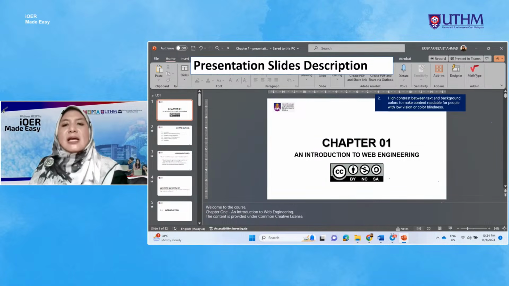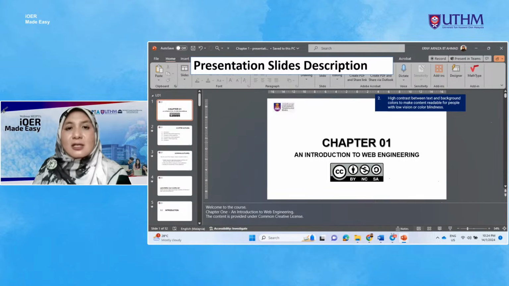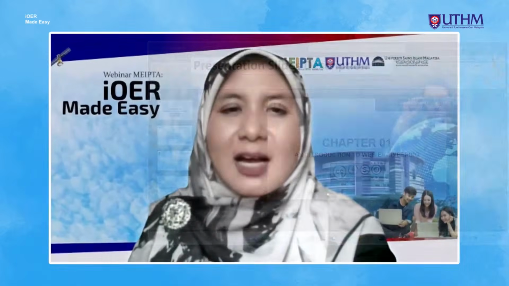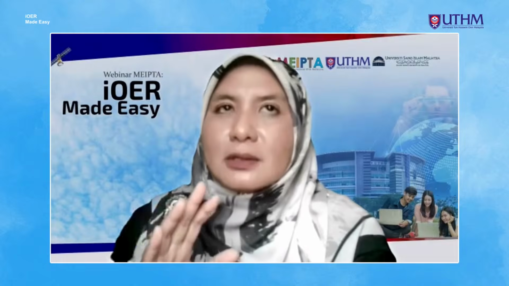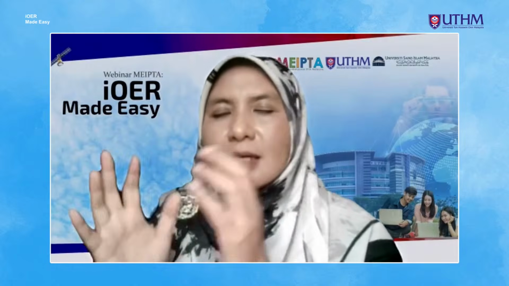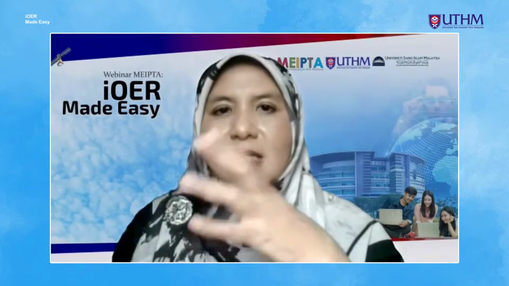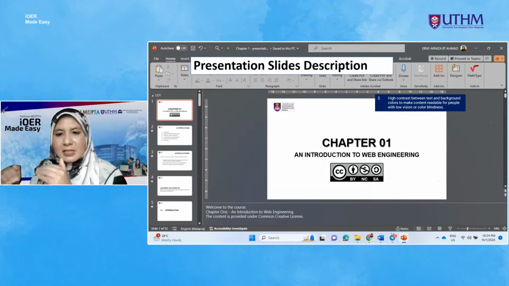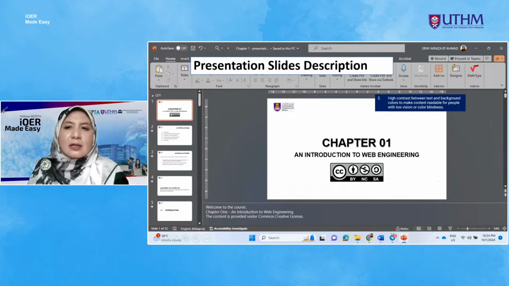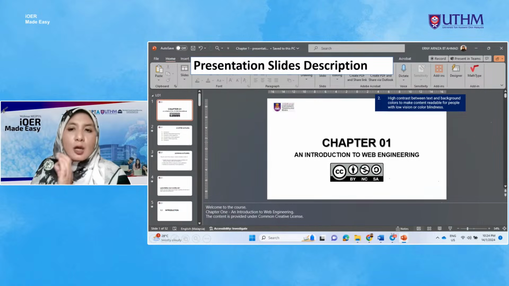Then the second one is the contrast, the contrast between the background colors and also the font color. That's why I prefer to make my slide look clean. Last time it was full of colors, image there, image here, until I discovered on iOER, then I realized, and after that my slide goes clean. So the contrast, why? Because you want to make the content readable for people with low vision or color blindness.